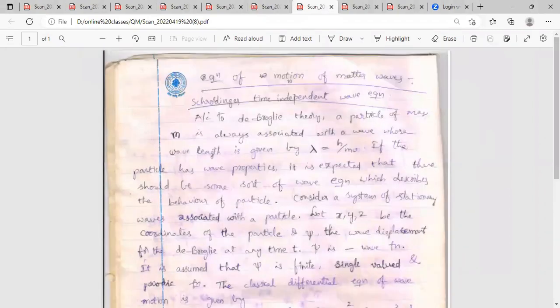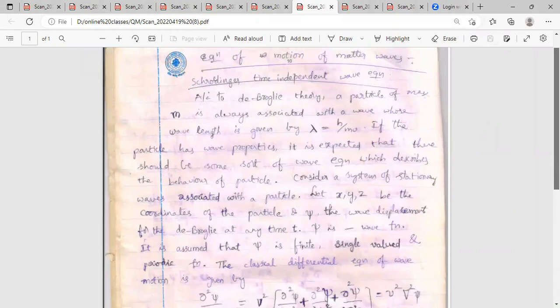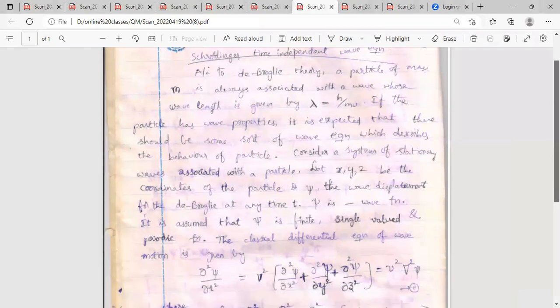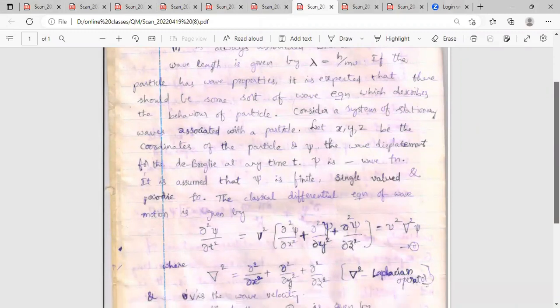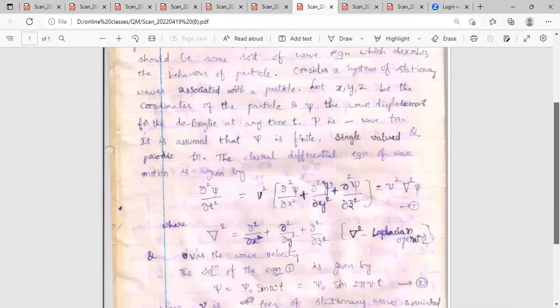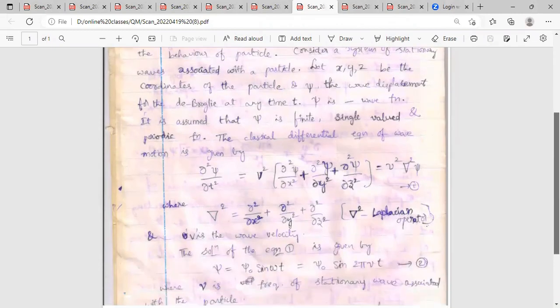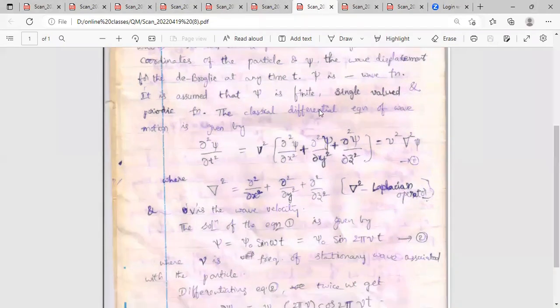Schrodinger's time independent wave equation. According to this, material particle behavior we can study with this equation. Consider a system of stationary waves associated with the particle. Let x, y, z be the coordinates of the particle, and psi the wave displacement for the de Broglie wave at any time t, then psi is the wave function. It is assumed that psi is a finite, single valued and periodic function.